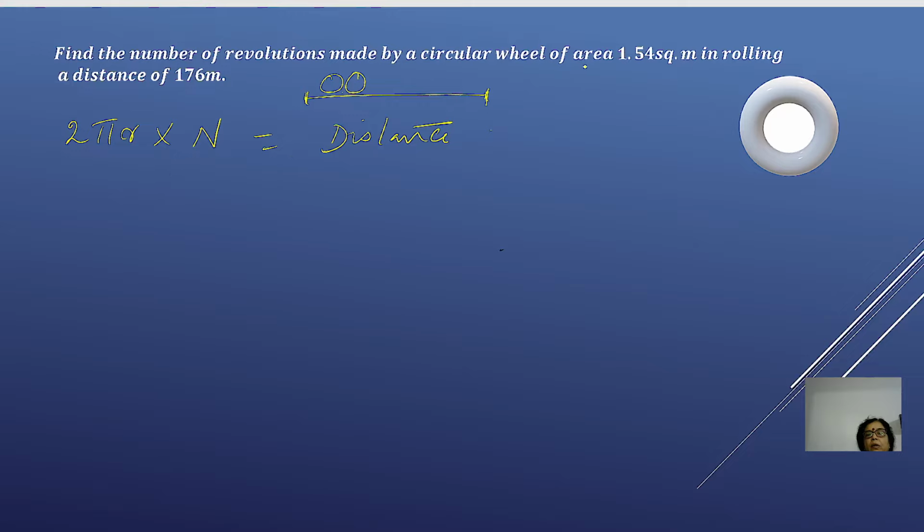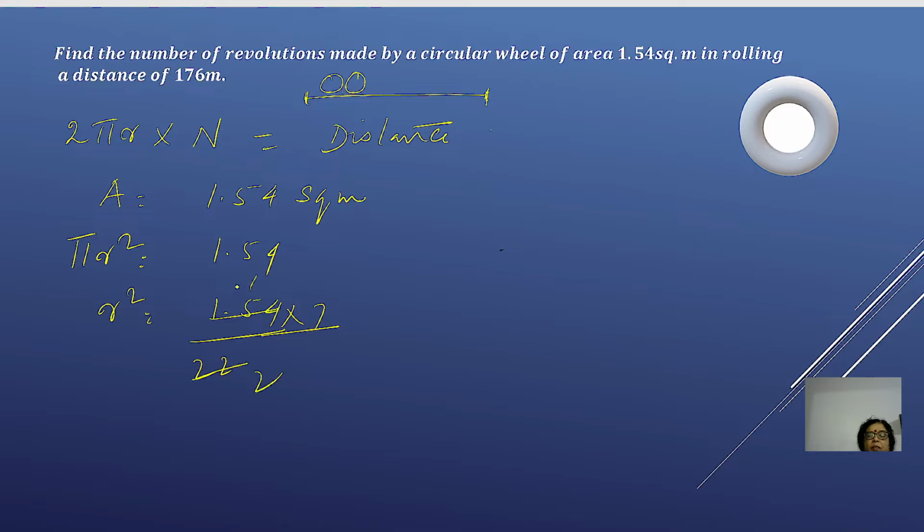So now here, before we relate this, we get back to the area. Area of the wheel is given as 1.54 square meters. So pi r square is equal to 1.54. So r square is equal to 1.54 by 22, and 7 will come to the numerator. So this becomes 11 twos, 11 ones, 0.1 and 4. So 0.07. So this becomes equal to 0.49. So r is equal to 0.7 meters. This is the value of r.